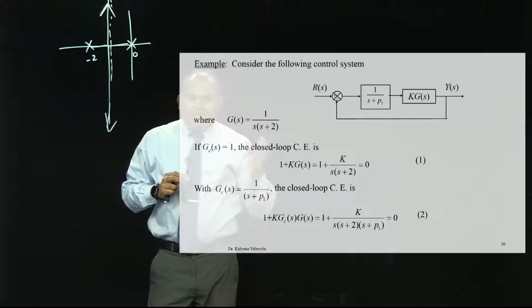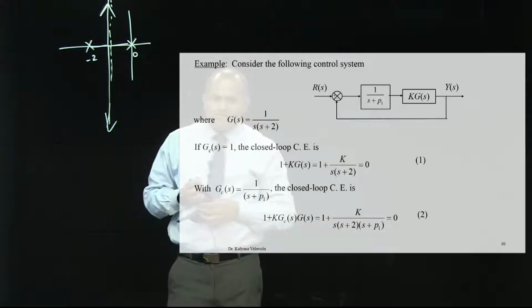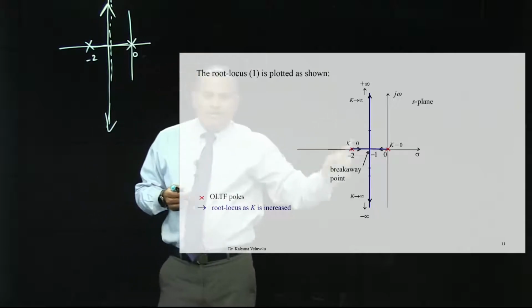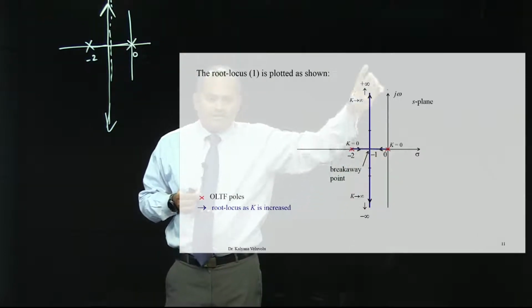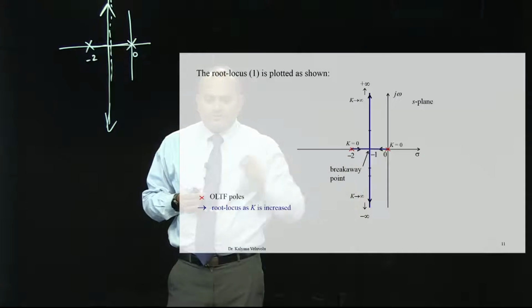Then I add a new pole 1 by S plus P1, then the closed loop system will have 3 poles. Now, let us see how the system is affected. So, when I have 2 poles, like I told you, the 2 poles come together and then they depart. Because of 2 poles, you get asymptotes at 90, minus 90, going in this way.